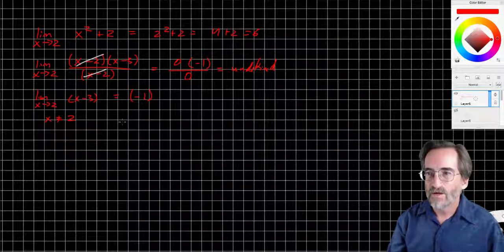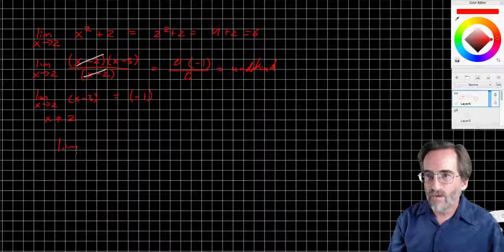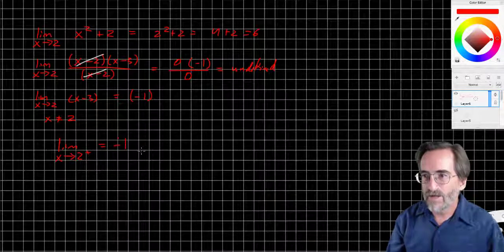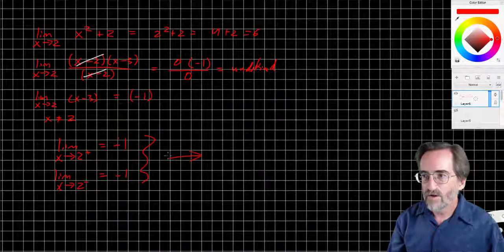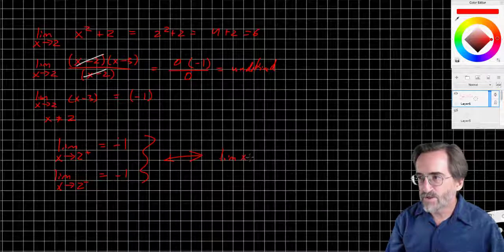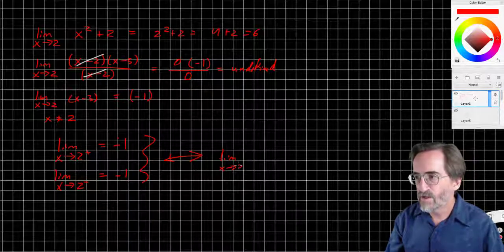The limit as x approaches 2 from the right equals negative 1, and the limit as x approaches 2 from the left equals negative 1. Therefore, and this flows both directions, the limit as x approaches 2 from both directions is negative 1.